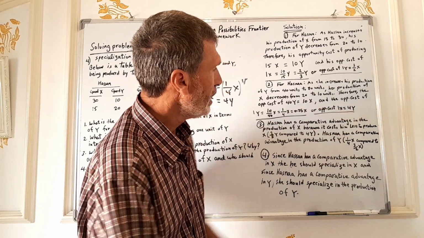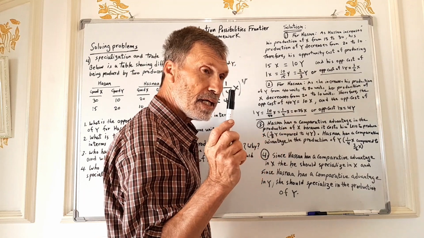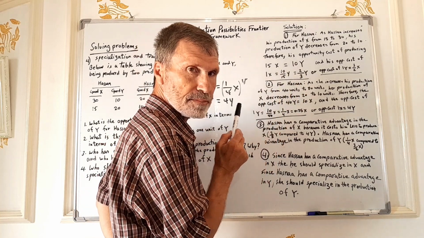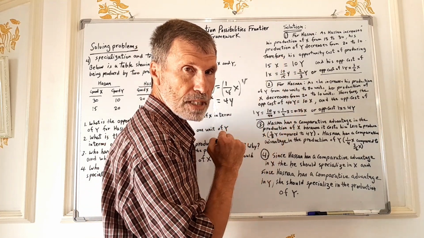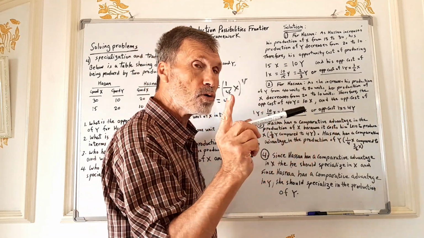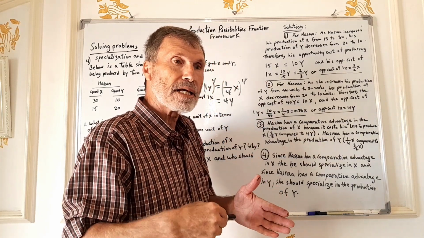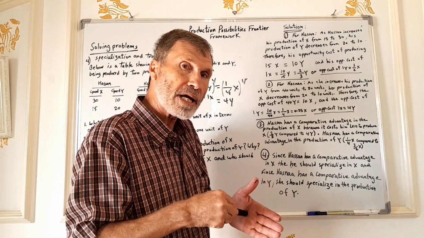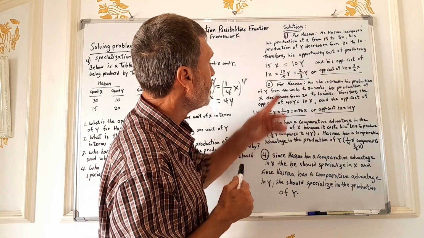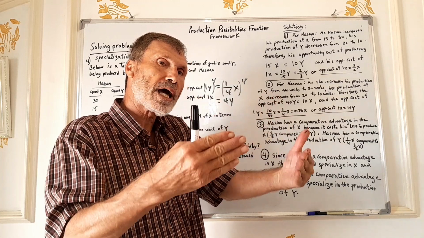So as you see, when Hassan produces X, he forgoes 2/3 Y, less than 1 unit of Y. However, when Hasna produces X, she forgoes 4 units of Y, which means that Hasna has a higher cost of producing X than Hassan. Therefore, Hassan has a comparative advantage in the production of X because he has a lower cost of producing X than Hasna.